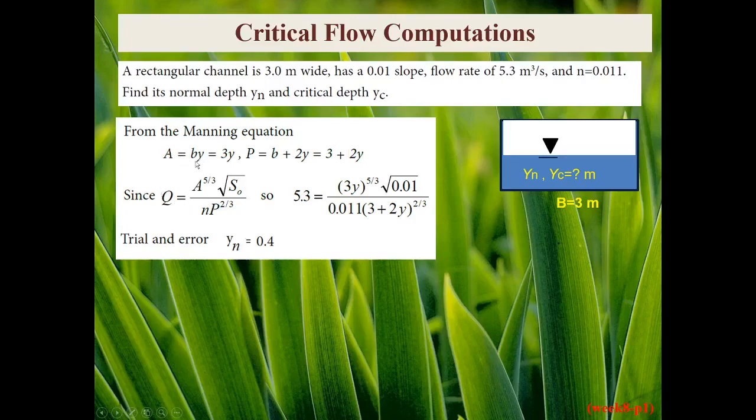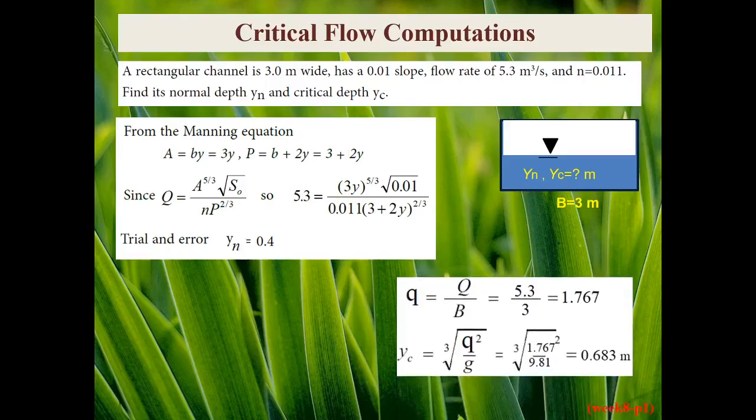I calculate A equals B times y, where y is the normal depth, and I calculate the wetted perimeter with the normal depth. You see, like what we studied in chapter 2, I can find the normal depth of uniform flow using the Manning equation. And from a trial and error method, yn would be 0.4. However, I would also like to know what the critical depth is for this channel shape.